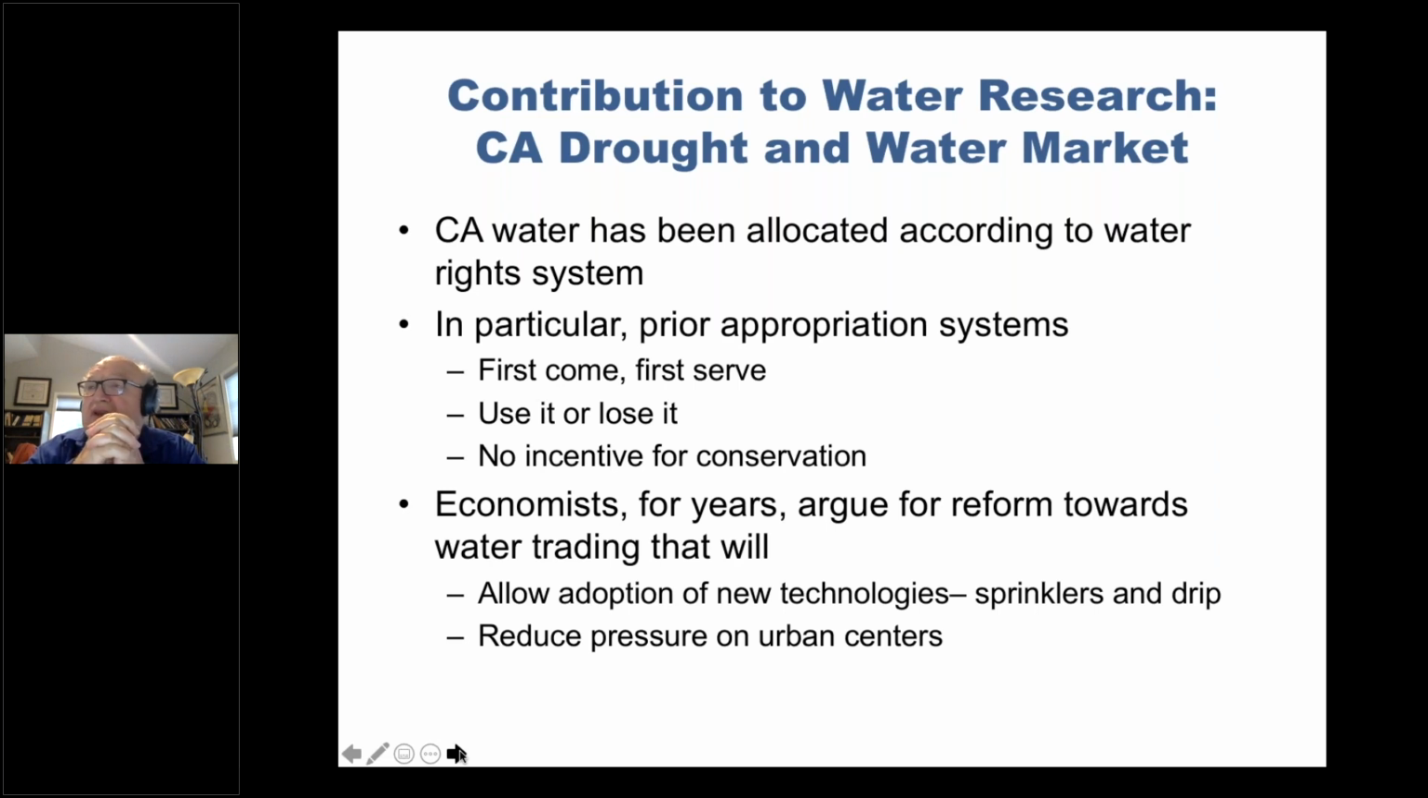A lot of water in the US is allocated, especially in the West, according to the water rights system, in particular the prior appropriation system: first come, first served, use it or lose it, and there was no incentive for conservation. So economists for years argued for reform towards water trading that allows adoption of new technologies, sprinkler and drip, reduces urban pressure, increases agricultural productivity, and reduces the need for new water projects. We showed it in many ways, and it was supported by USDA, EPA, and the state. This 40 years of research said, gosh, we need to reform our water system.